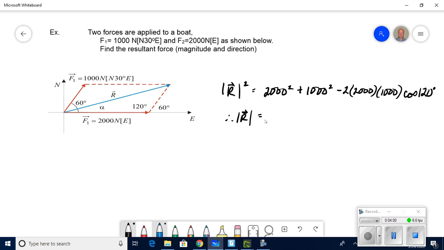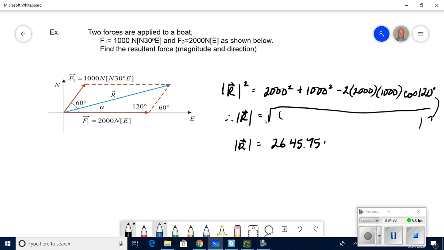Make sure that you do square this, so it's going to be the square root of this expression. And after crunching all these numbers, I get 2,645.75 newtons. Okay, and I think that's a sensible answer. Looking at it by scale, it's not quite to scale, it might be, but it looks like that resultant vector is going to be a little bit larger than, just based on the angle orientation, the force 2 vector here.